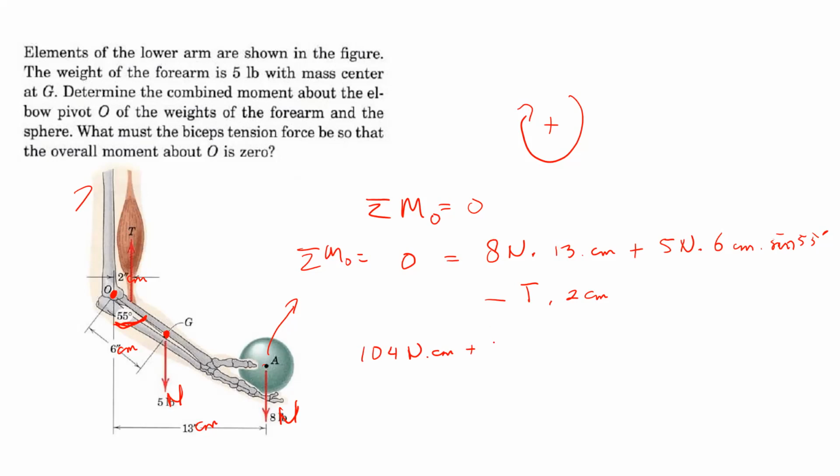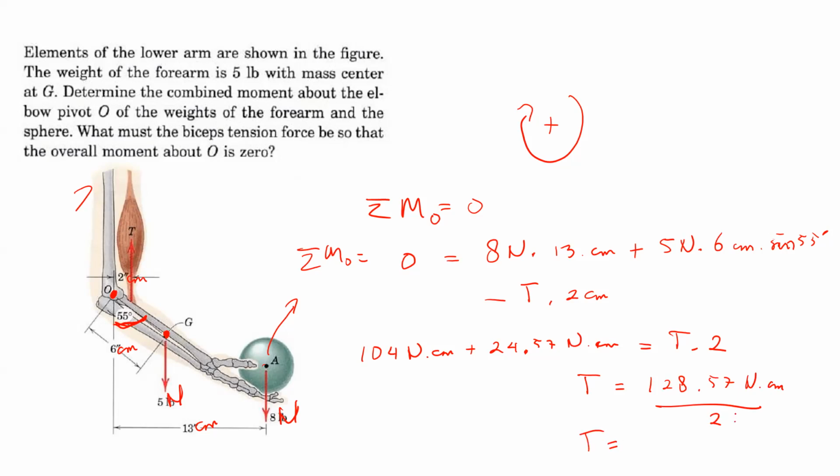Sekitar 24,57, Pak. Newton centimeter. Okay. And the total will be the same as T multiplied by 2. I move T multiplied by 2 to the other side. Okay. So in this case, the value of T will be 104 plus 24.57 divided by 2. Oke, jumlahnya berapa itu? 128,57, begitu.